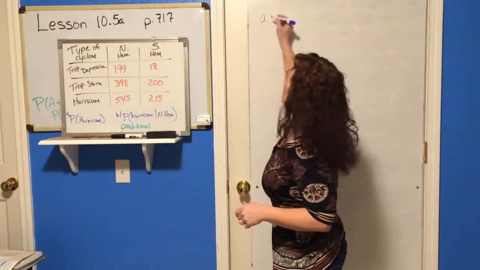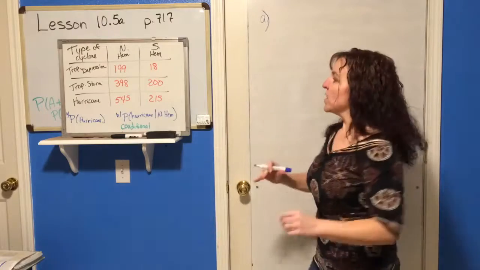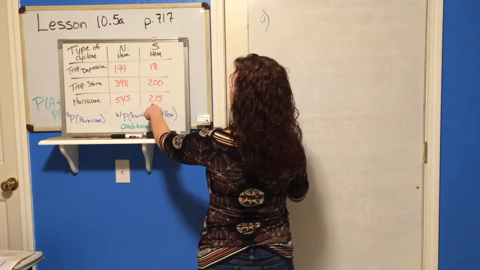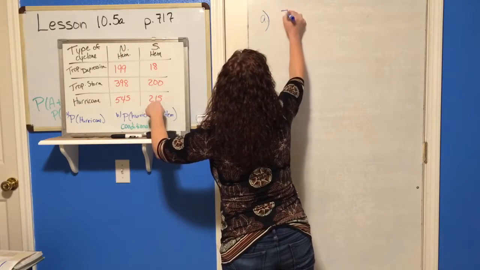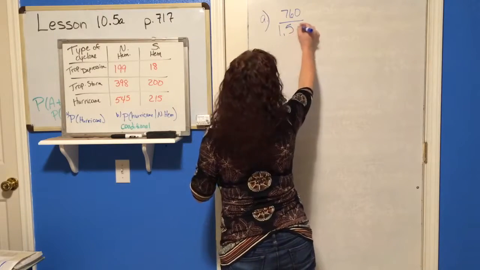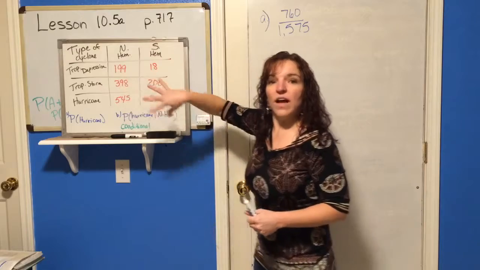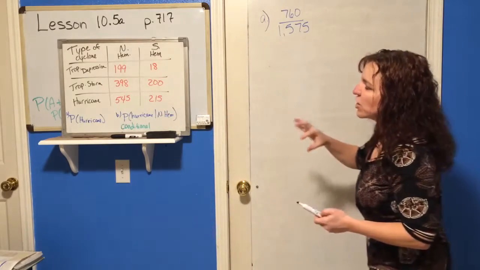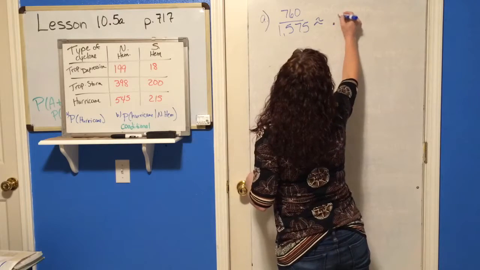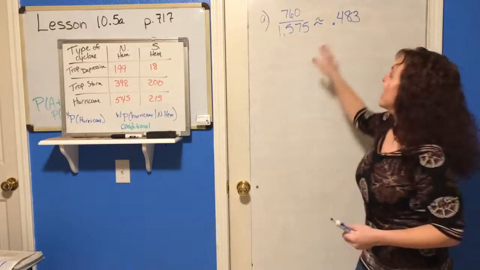If you'll remember, the probability of anything is the number of favorable over all the possibles. So the number of hurricanes is 545 plus 215, which is 760. Is that true? Yes, 760 over the total of all of them, 1,575. So the number of hurricanes compared to the number of storms total. This is kind of going back to what we did at the very beginning. When you divide it out, the probability that you'll be in a hurricane in the world is 0.483.